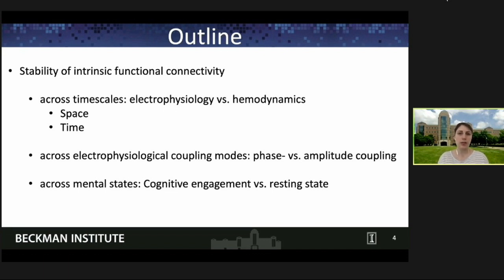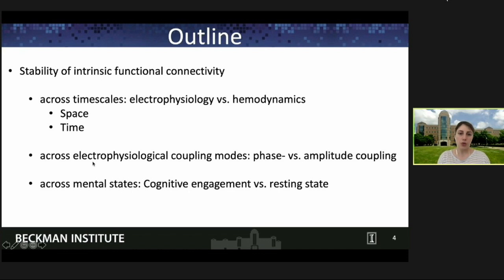Can be measured in resting state, but can also be measured in other mental states, as I will point out at the end of the talk. I'm emphasizing the stability of this functional connectivity, both across space and across time. I will show that stability in comparison to concurrently recorded hemodynamic signals.